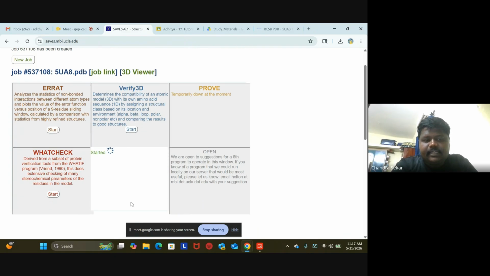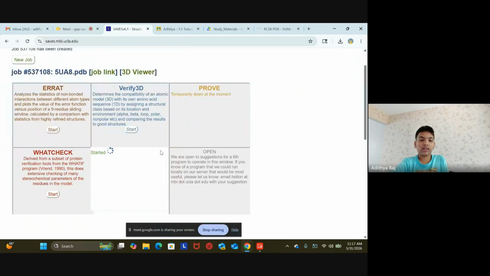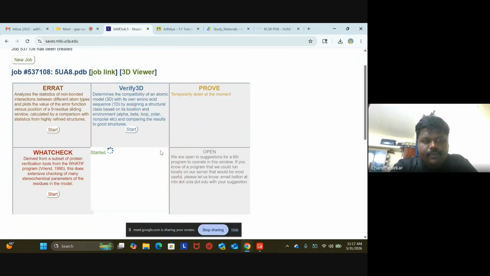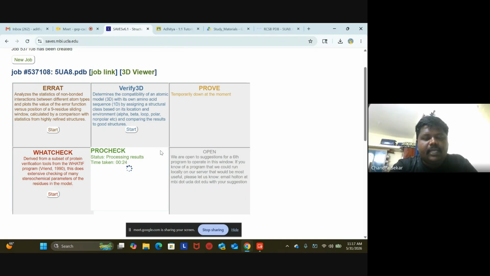Can you see the written part? Later you can see, it will say the chemical property. Later I will see what's written. So you'll get a result now. Before you run it, you can see something called PROCHECK, and later you can see what is written there. So you'll end up in a Ramachandran plot.